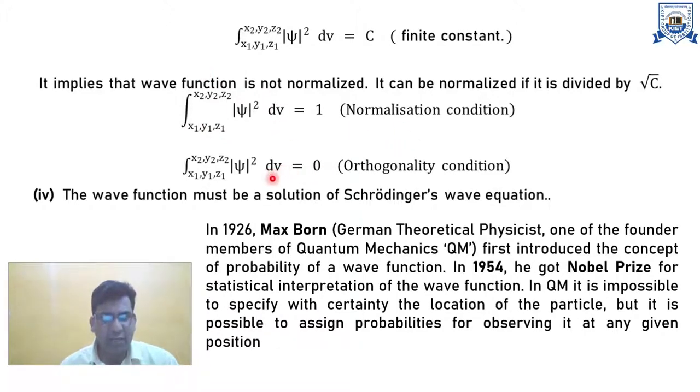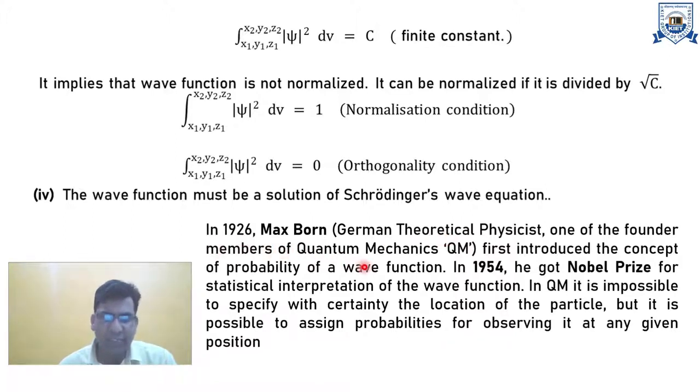If the functions are orthogonal, then the integral of psi star times psi over the range might be 0. The wave function must be a solution of the Schrodinger wave equation. That must be a prior condition. So these are the basic properties that can explain the wave function.